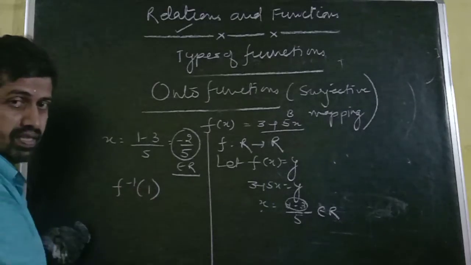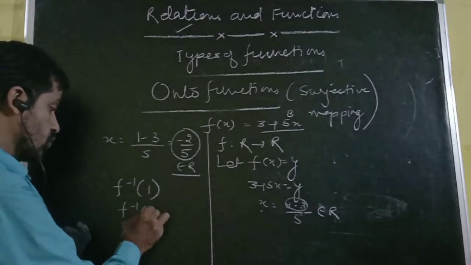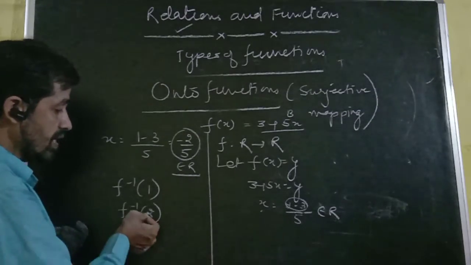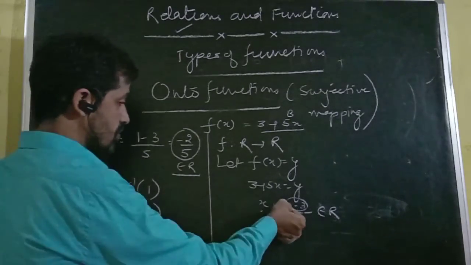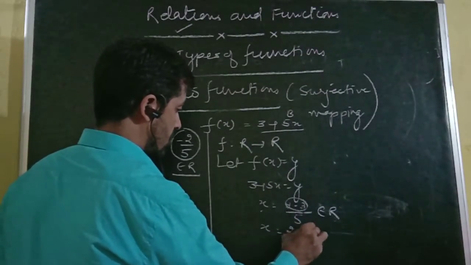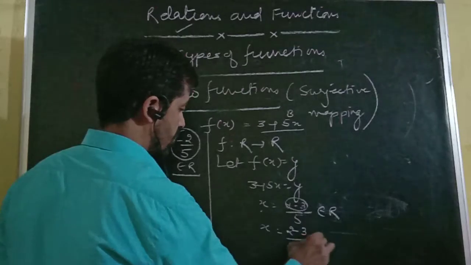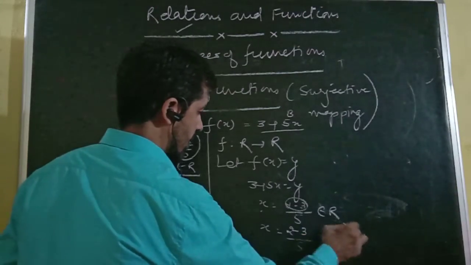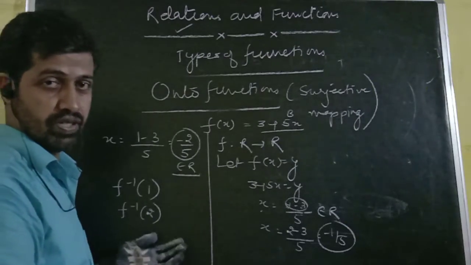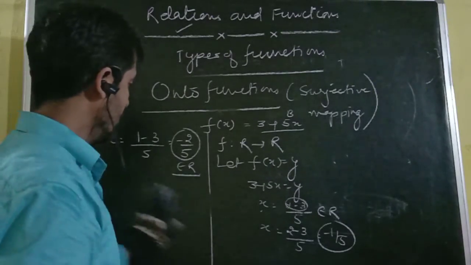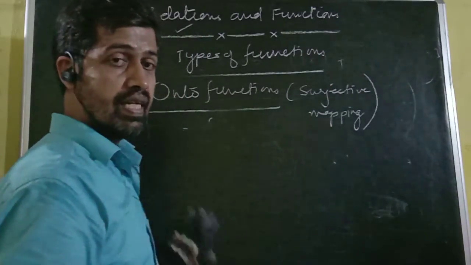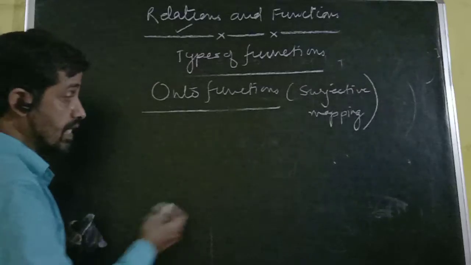F inverse. If I ask you what is F inverse of 2, that means I am asking you the pre-image of 2. So to find the pre-image of 2, put y equals to 2. That is, we get (2 minus 3) upon 5, which is minus 1 upon 5. This is the pre-image of 2. This way we can find out onto functions. So far we have discussed onto functions for finite sets and infinite sets. Next is into functions.